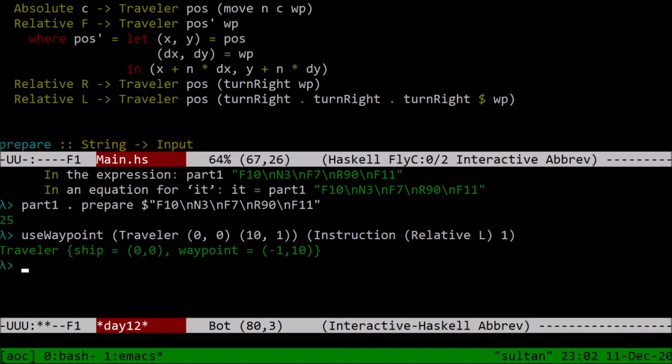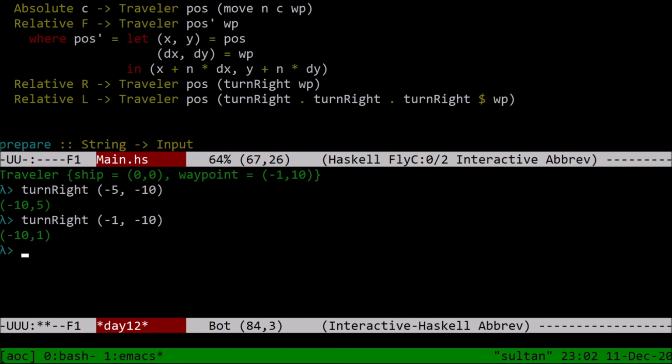Am I wrong on any of these turn rights? Like, turn right at like minus five, minus 10. It seems right. Well, let's make it minus one. If you were going a little bit west, but mostly south, and you turned right, a little west, but mostly south, you would have a little south, but mostly west. Wait a minute. That doesn't look like what I see here. Oh, right, a little east, not a little west.